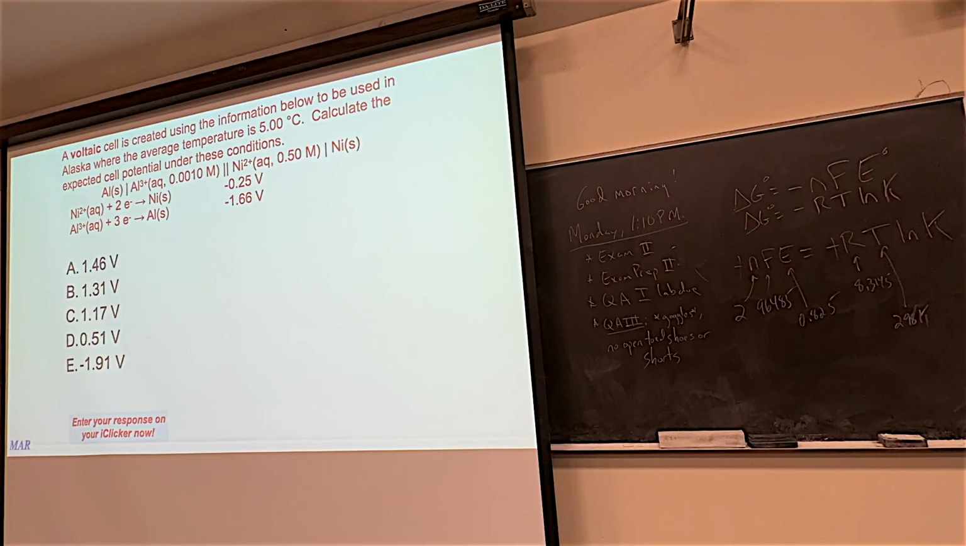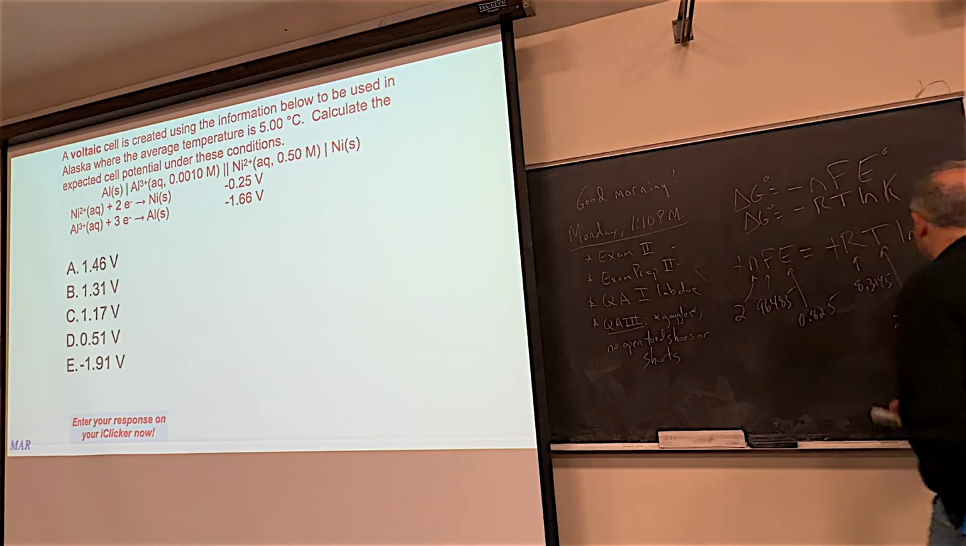Okay. Here is a voltaic cell that's created using this information below. And it's in Alaska, so supposedly it's cold outside. I don't know, it's like some cold place. What we can do is with this information, calculate the cell potential.